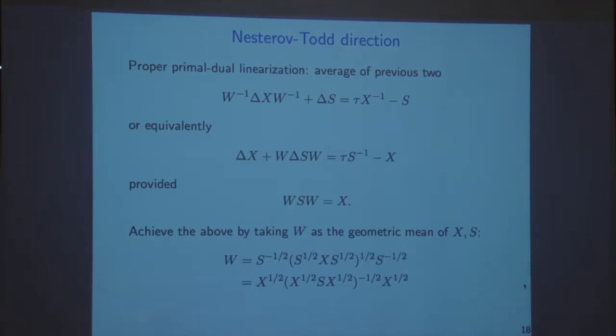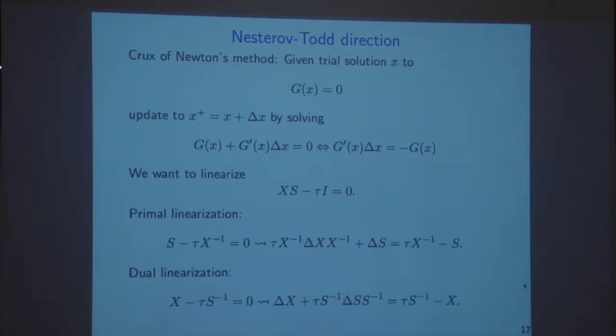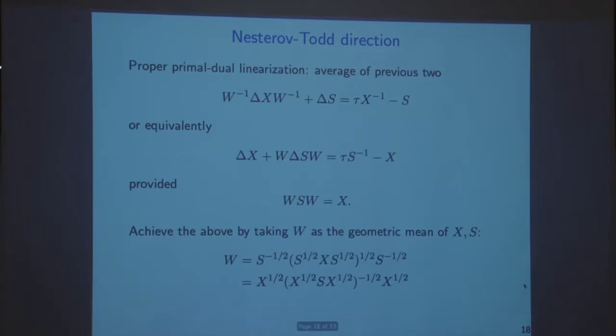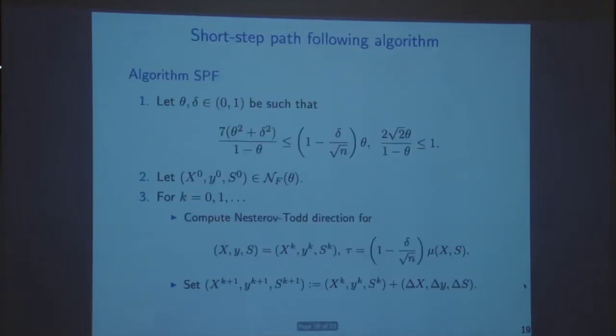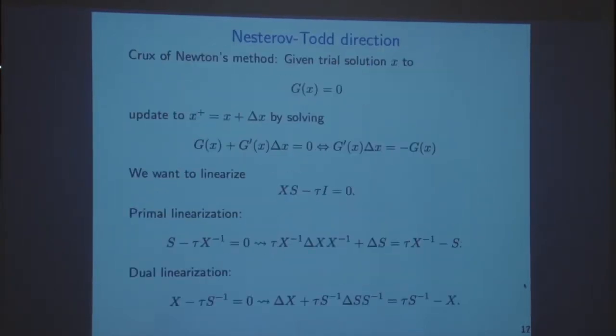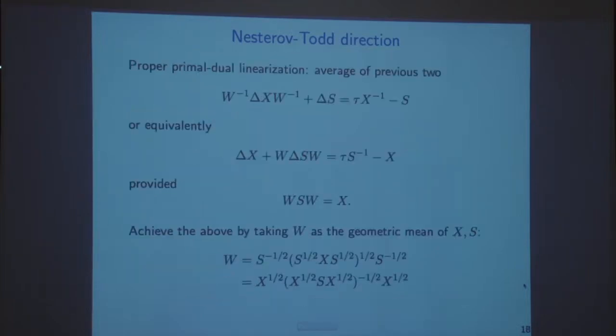So the Nesterov-Todd direction is something that you can rewrite. You replace X inverse with W inverse, or you replace in this equation here S inverse with W. And what is W? W is something that is like a geometric mean of X and S. W is that good-looking matrix there. So the Nesterov-Todd direction is if we linearize the last equation that way.